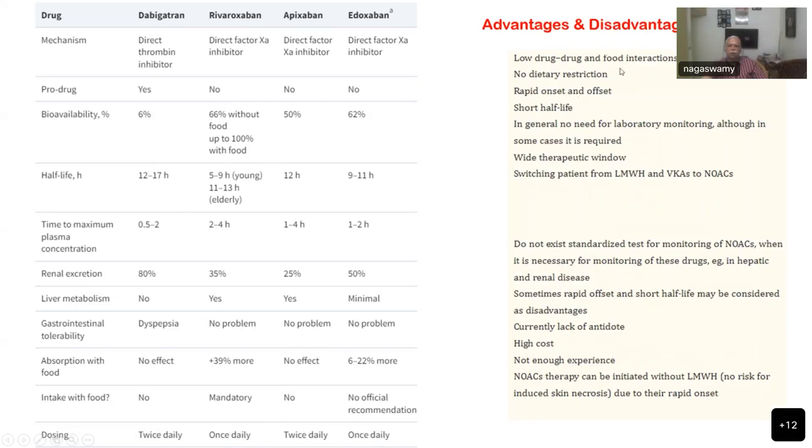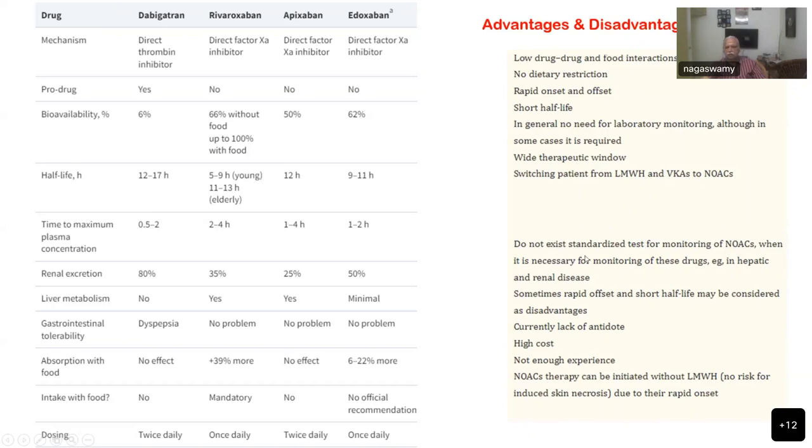Low drug-to-drug and food interaction, no dietary restriction, rapid onset and offset, short half-life, no need for laboratory testing, although in some cases it may be required. Wide therapeutic window, and switching patients from low molecular weight heparin or VKA to NOACs is easy.